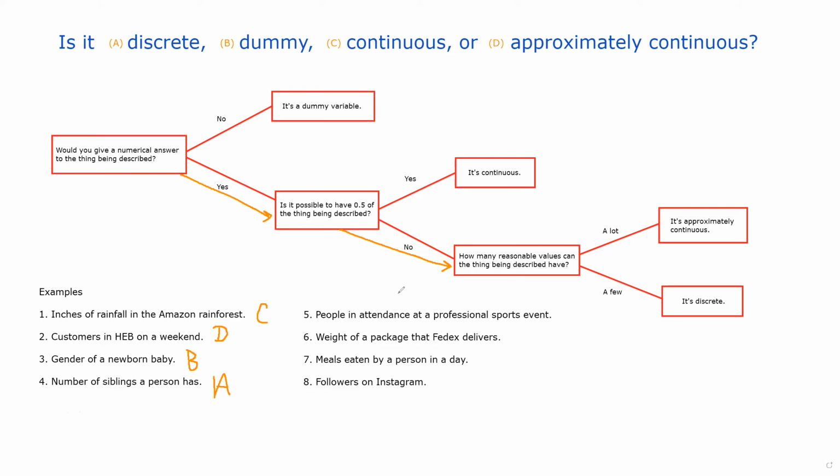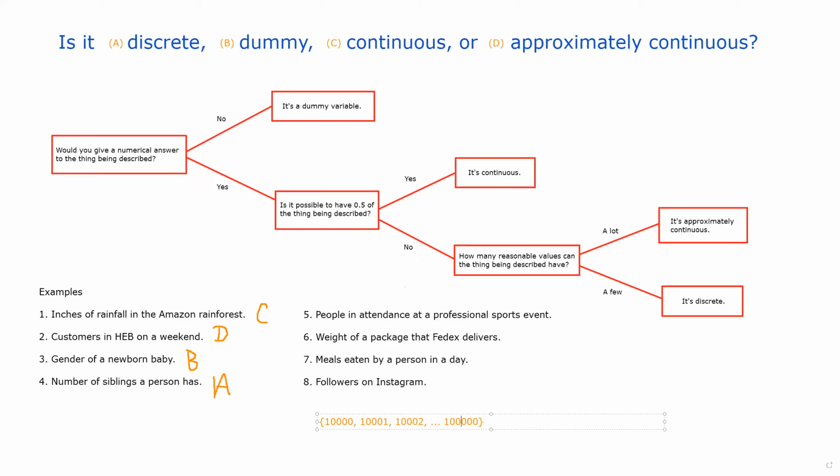How many reasonable values can the thing being described have? When you're talking about a professional sports event, you're talking about a large, probably stadium-size event where you could have thousands, sometimes tens of thousands of people. This is just like the example with the customers in an HEB. If we're talking about the number of people in a large stadium, you could be talking about as few as 10,000 people. But obviously, if 10,000 is possible, so is 10,001. If 10,001 is possible, so is 10,002.